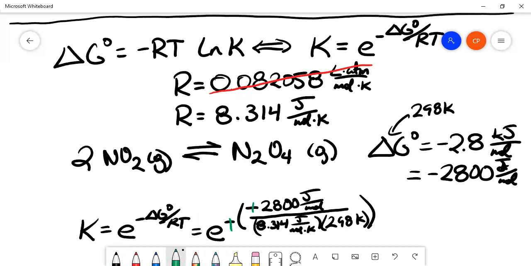Negative of a negative is a positive. 2,800 divided by 8.314 divided by 298 gets me 1.13. And e raised to the 1.13 power is going to be equal to 3.10.